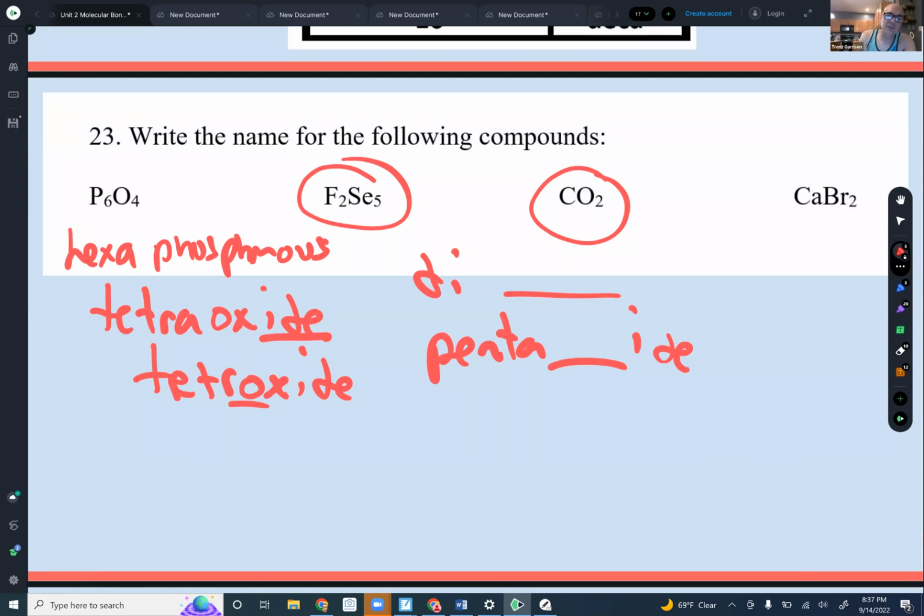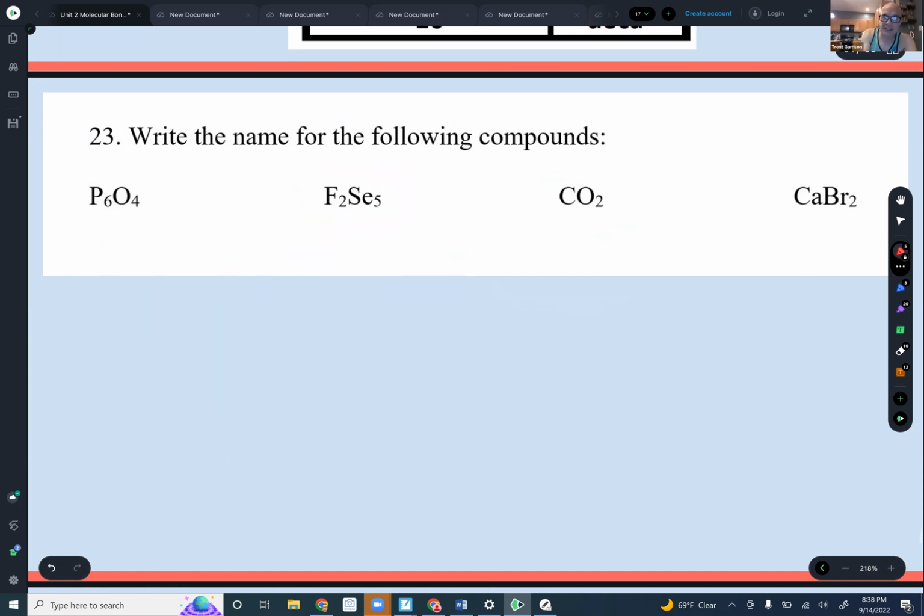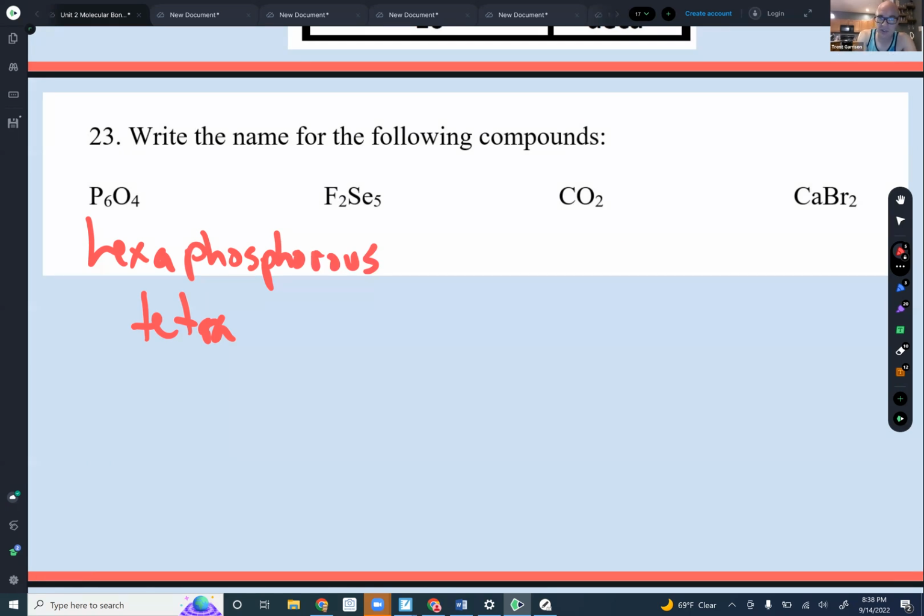Now, as far as the names of these, it is quite simple. All we have to do is make certain that we are using the suffix IDE as we go across on these. So we will put a prefix for the element P, hexa, and we would put the prefix tetra for the oxygen. Now, I don't use any suffix for the first element. So it's just hexaphosphorus tetra oxide.